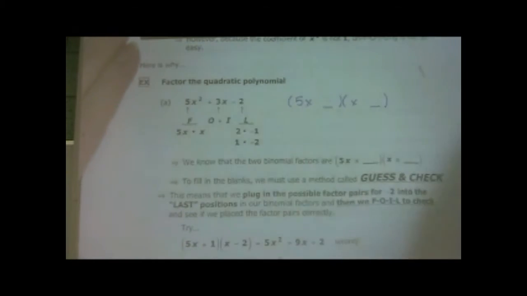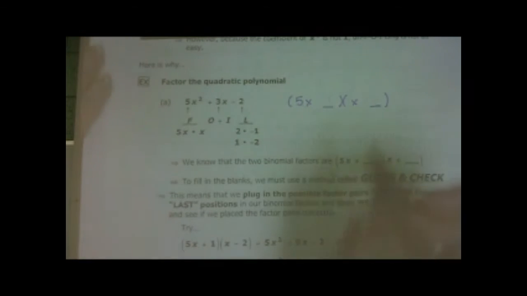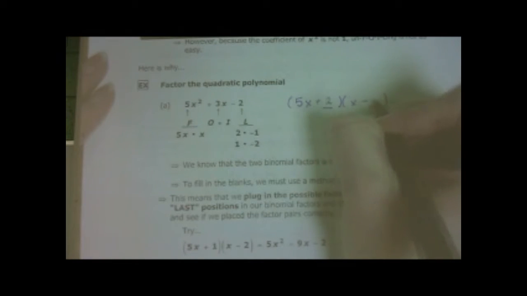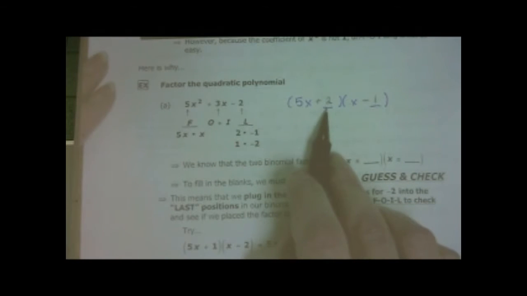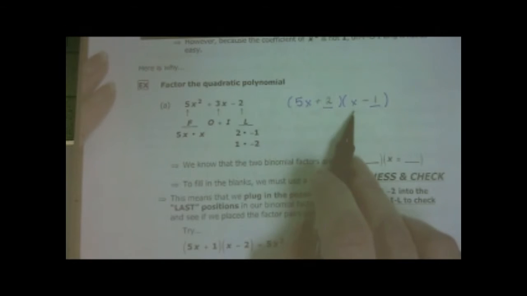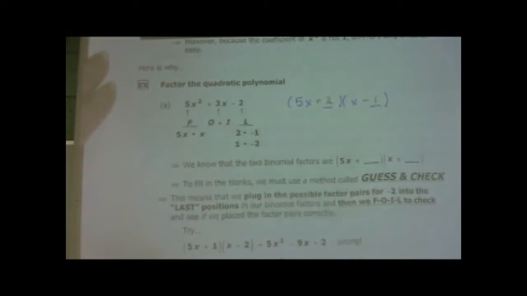So this isn't going to work. All right? So here's what I'm going to do. I'm going to erase this, and I'm going to try again. Now, what I can do is just switch them, or I can try something completely different. So how about this? How about I'll put plus 2 here, and I'm going to put minus 1 here. And then if I look at my inners and my outers, I've got plus 2x for my inners, minus 5x for my outers, and that adds to negative 3x. Now that's interesting, because what I need is a positive 3.